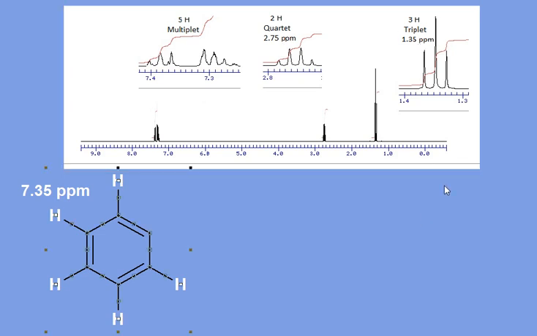If we take the 2.75 first, it's split into a quartet. So the two hydrogens have got three non-equivalent neighbours, n+1 rule. And then the peak at 1.35, for three hydrogens split into a triplet, is the complementary peak to the peak at 2.75. So two hydrogens here, hence the splitting into a triplet, and three hydrogens here, hence the splitting into a quartet. So a methyl group to finish off the molecule, and it gives us a final structural formula.